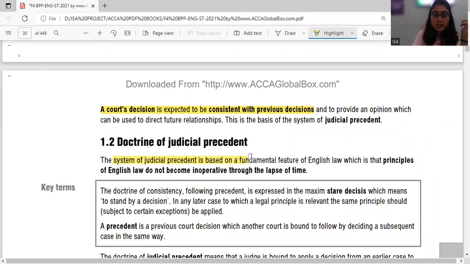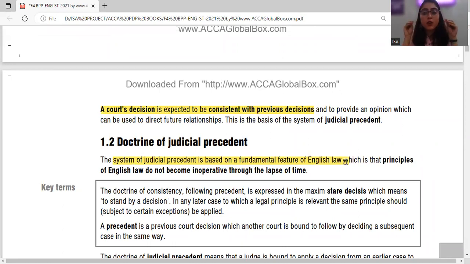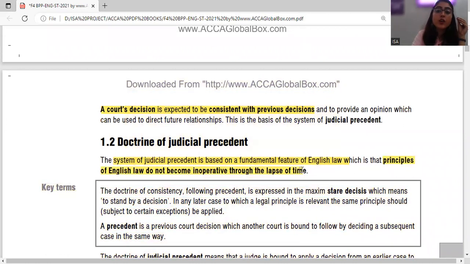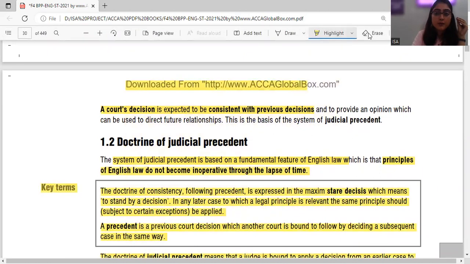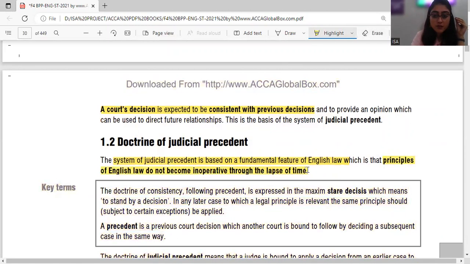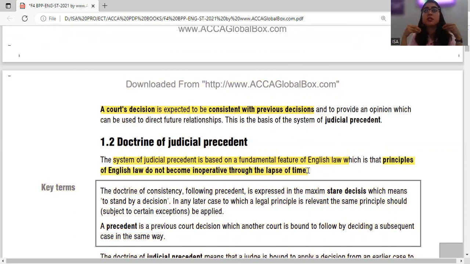The system of judicial precedent is based on a fundamental feature of English law. इस प्रेसिडेंट के पीछे एक फंडामेंटल फीचर है, एक फंडामेंटल लॉ प्रिंसिपल है. क्या है? That principles of English law do not become inoperative through the lapse of time. बड़ी बात कहती है मैंने. कह रहे हैं कि भाई प्रिंसिपल्स का मतलब समझते हो? प्रिंसिपल्स की वैल्यू क्या है या प्रिंसिपल्स का स्टेटस क्या है? ये प्रिंसिपल्स ऐसे हैं कि जितना भी वक्त गुजर जाए, जितना भी जनरेशन गैप आ जाए, जितना भी नया जमाना आ जाए, it will remain operative.